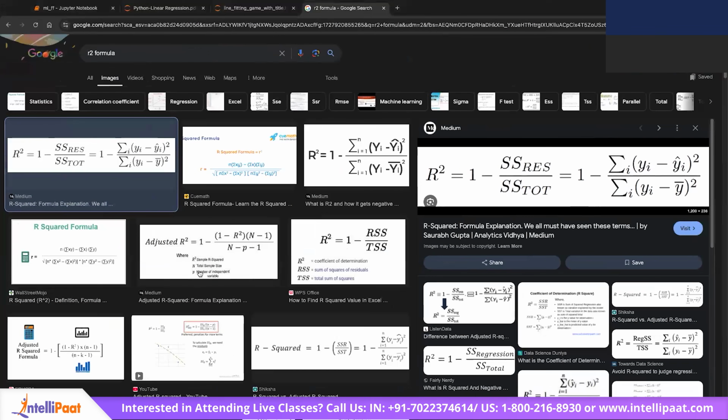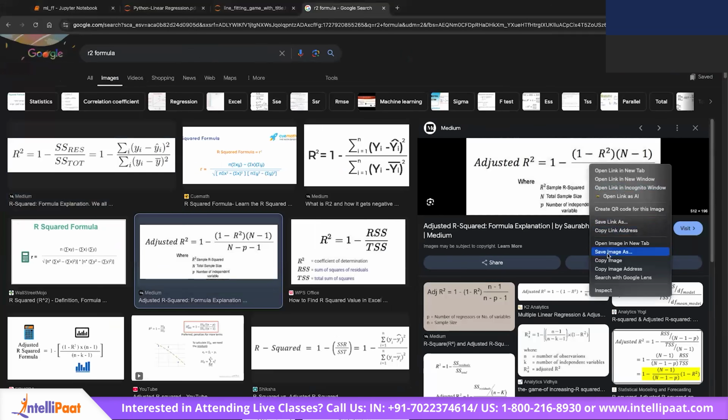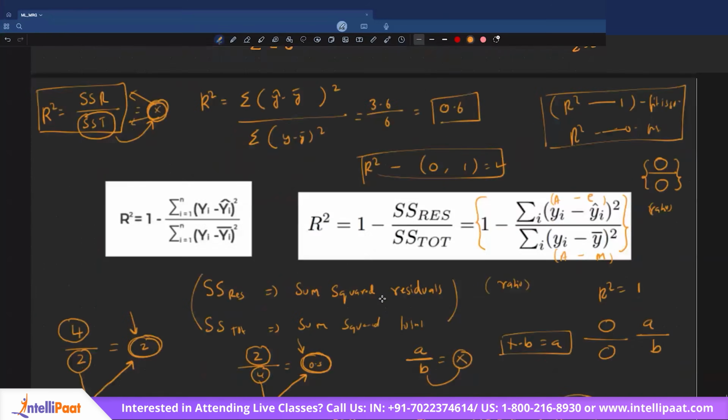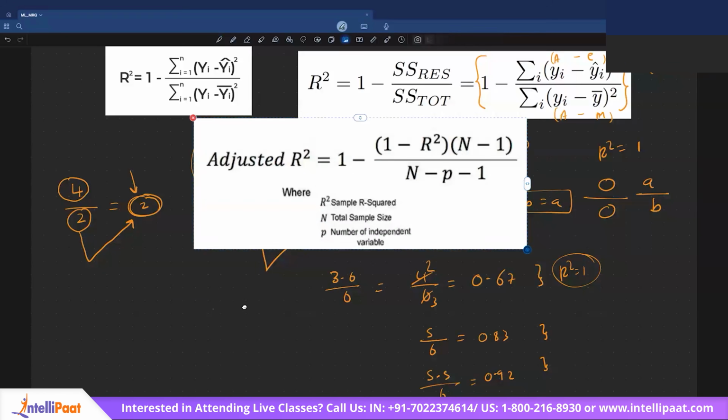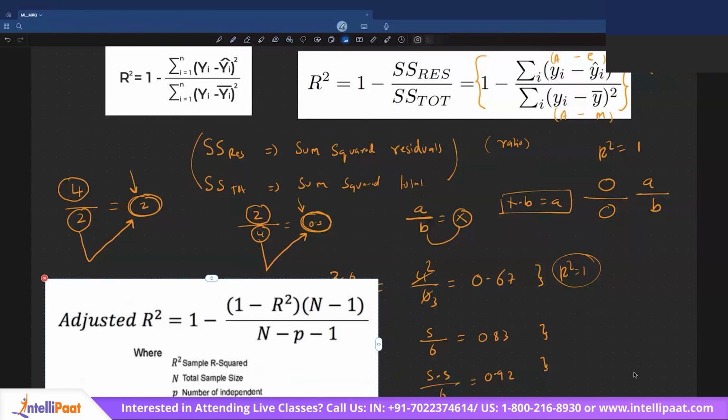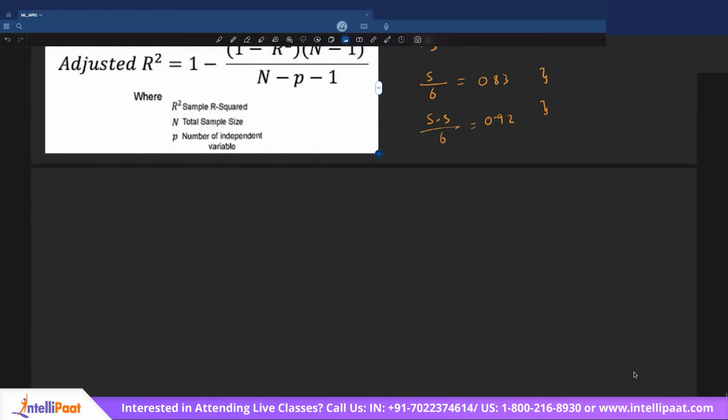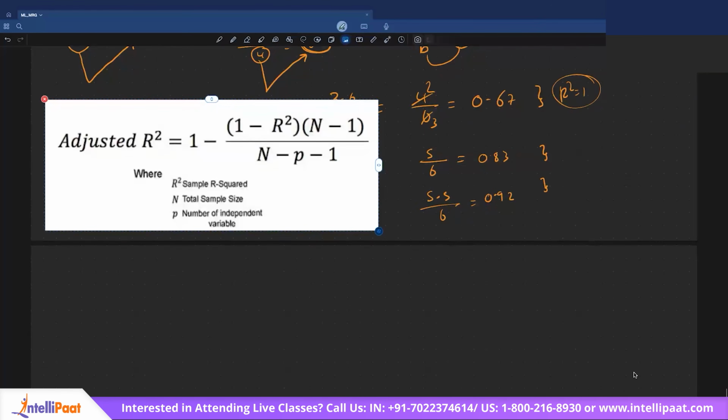Okay. Now listen to me. Do you see this formula right in front of you, called adjusted R square, equal to 1 minus R square into n minus 1 by n minus p minus 1? You see this formula a lot? Okay. So just listen to me, okay?